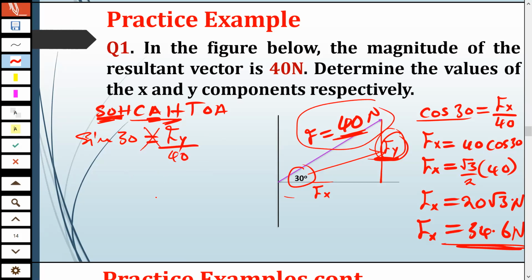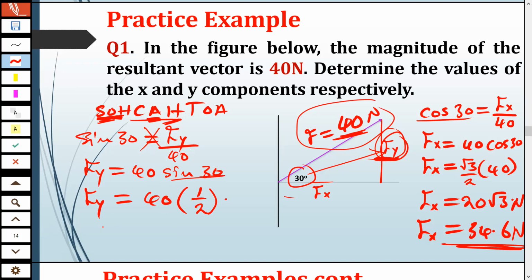So we cross multiply to get the y component of this force. So we have 40 times sine 30. The y component is therefore going to be equal to 40 times sine 30, which according to the special angles is simply 1/2. And then the y component of this force is simply going to be 20 newtons. All right, so this is how simple it is. Do you have any questions before I proceed to the next one?